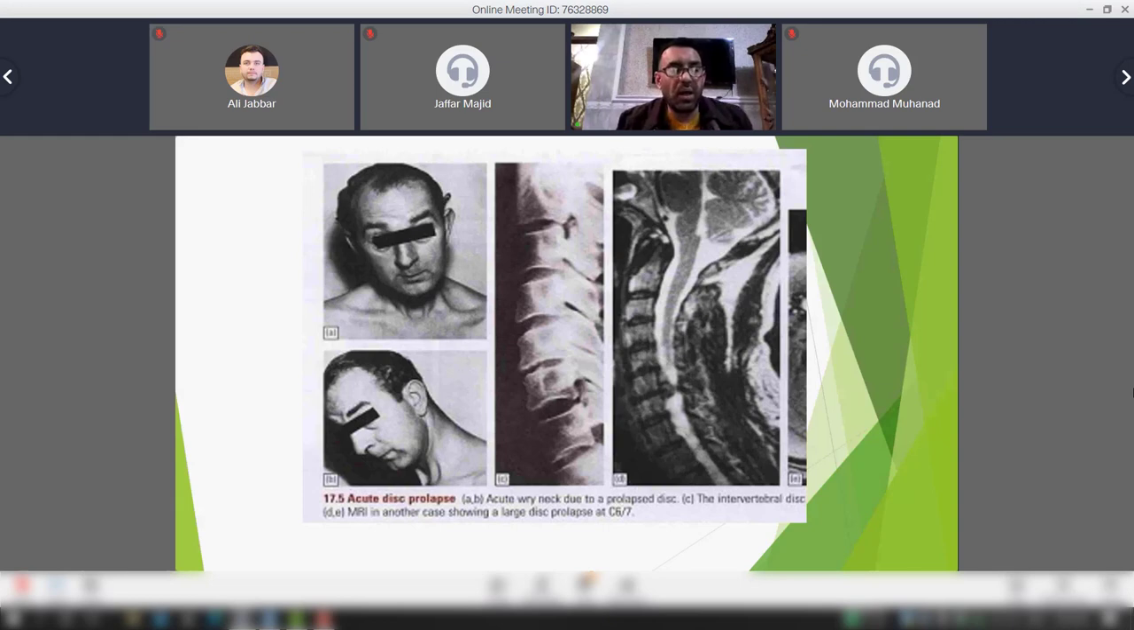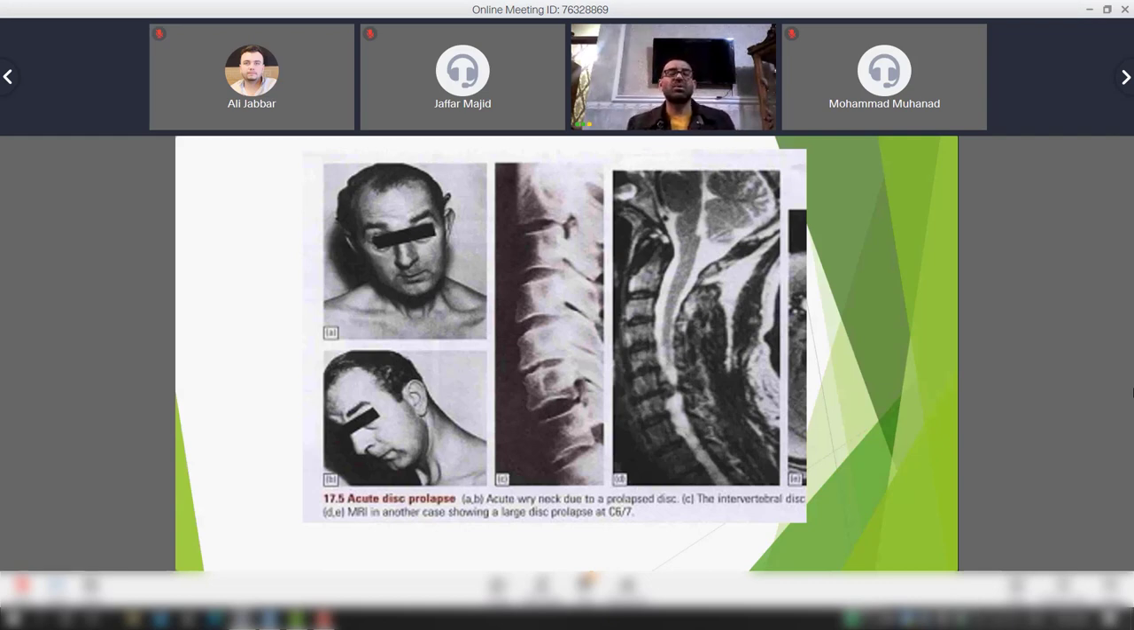So a patient presented with skewing of the neck. You notice the posture of this man. This is called skewing, this is torticollis, spasmodic torticollis. That means there is a problem with the disc. When you see someone twisting his neck, definitely there is a spasm of the muscle, and this spasm is secondary to the disc prolapse.